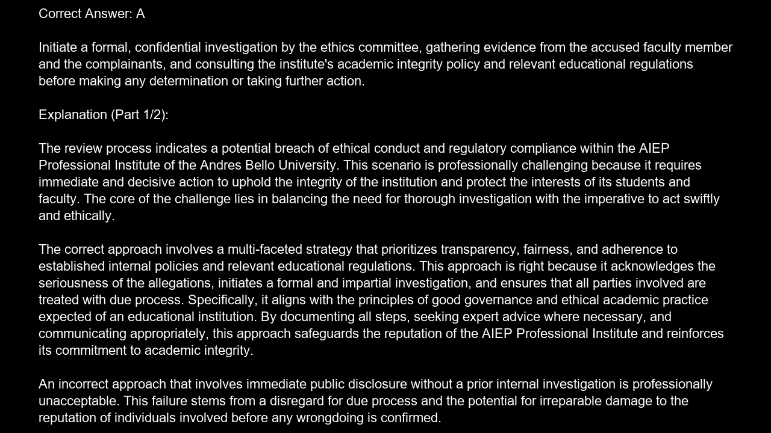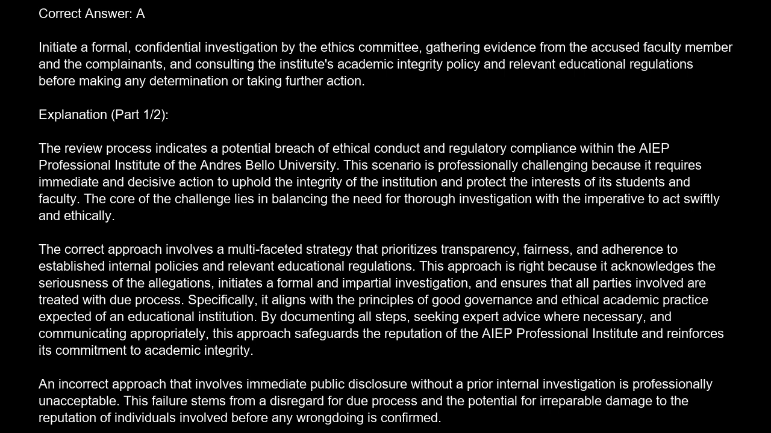This scenario is professionally challenging because it requires immediate and decisive action to uphold the integrity of the institution and protect the interests of its students and faculty. The core of the challenge lies in balancing the need for thorough investigation with the imperative to act swiftly and ethically. The correct approach involves a multifaceted strategy that prioritizes transparency, fairness, and adherence to established internal policies and relevant educational regulations. This approach is right because it acknowledges the seriousness of the allegations, initiates a formal and impartial investigation, and ensures that all parties involved are treated with due process.